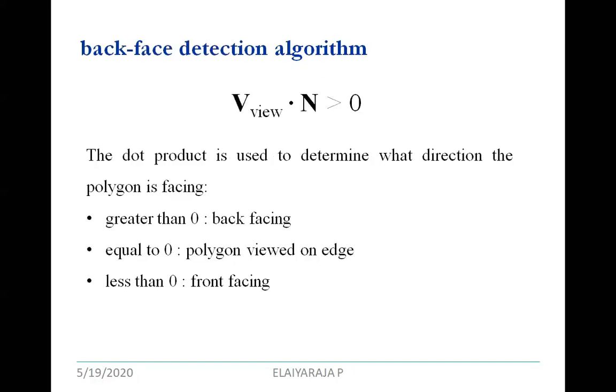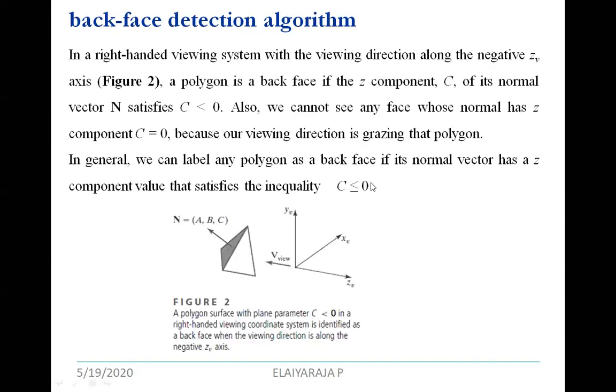Very simple. Whatever I have said over here: if it is greater than 0, back facing; equal to 0, polygon viewed on the edge; less than 0, front facing. That has been shown in your figure 2.